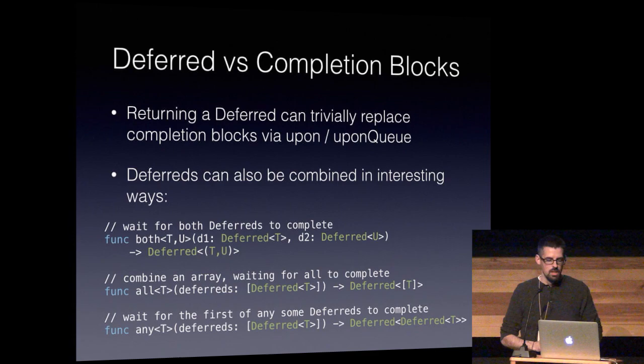You can combine them in other ways. These three are all implemented. I'm sure there are other interesting things you could do as well. All takes an array of deferreds and returns a deferred array, right? Once all of these things complete, giving back the entire array of all the results. Cool. Any is sort of the opposite. Given an array of deferreds, give me back the first one that gets filled. I don't care about the rest. I just care about the first one that gets done.